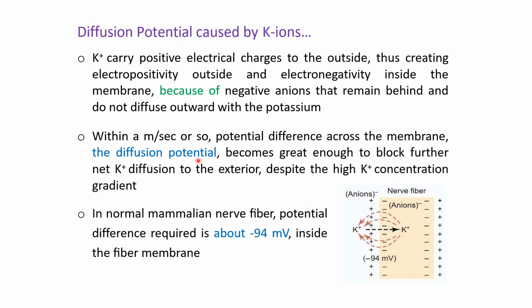Within a minute or second or so, the potential difference across the membrane, that is the diffusion potential, becomes great enough to block further net potassium diffusion to the exterior despite the high potassium concentration gradient. So after moving within a minute or second or so, the difference across the membrane becomes great enough to block further movement. In normal mammalian nerve fiber, the potential difference required is about minus 94 millivolts inside the fiber membrane, that is the diffusion potential of potassium.